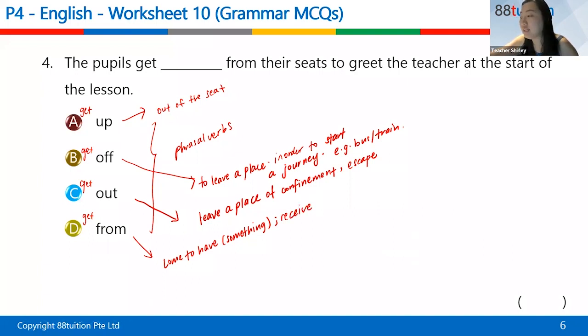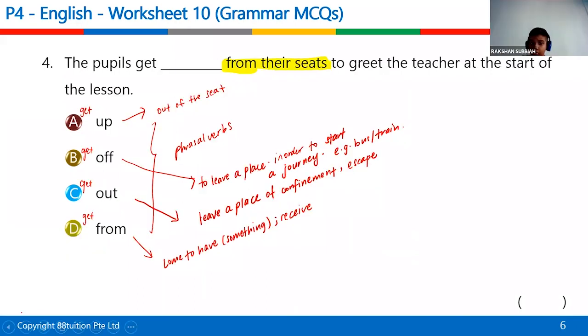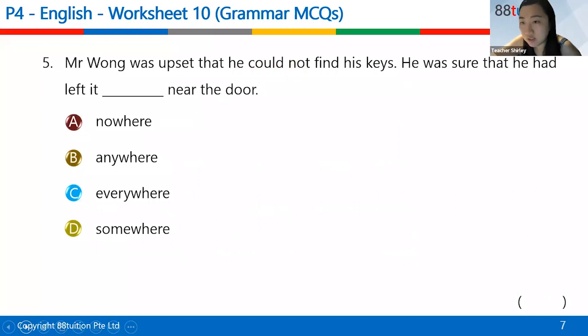So these are all the phrasal verbs, and I think the best one that suits this context, because we are referring to seats, from the seats, would be A. Get up their seats. Okay, are we clear on this one? Yeah.